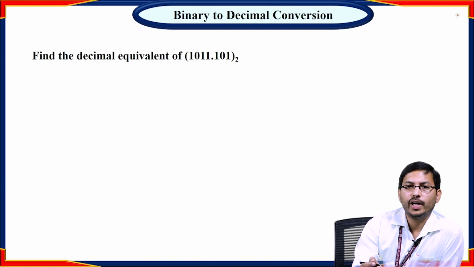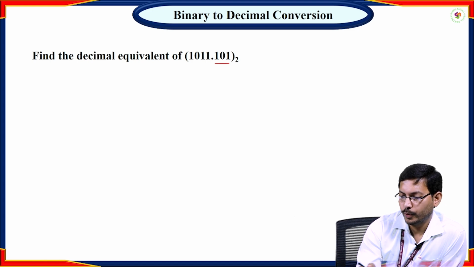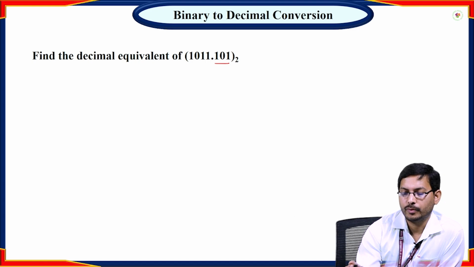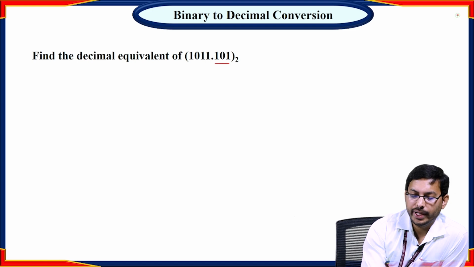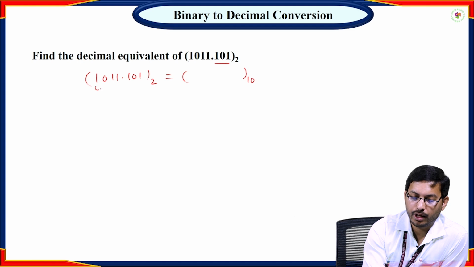So let us take one more example. This time I am taking a fractional point also. If you take this binary number, 1011.101, we need to convert it into decimal, the base of 10. First we need to solve this integer part.